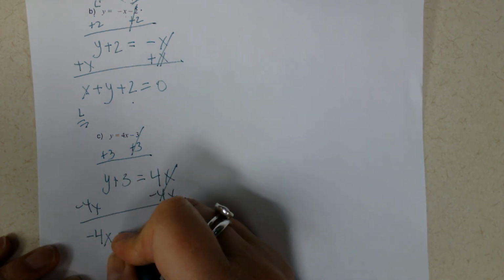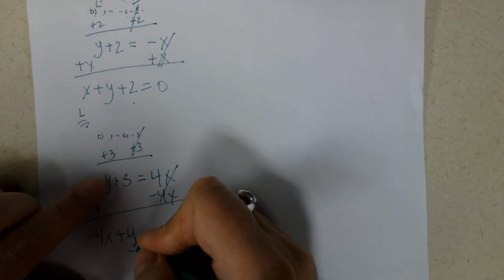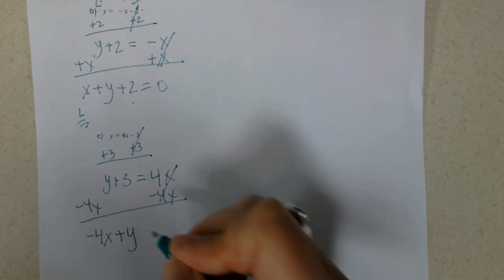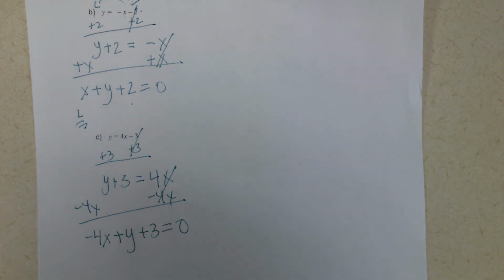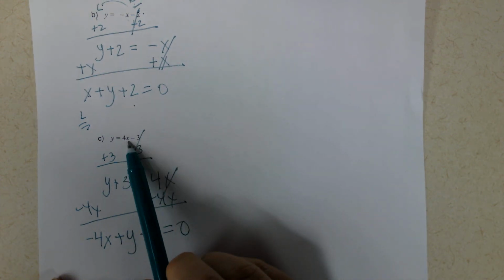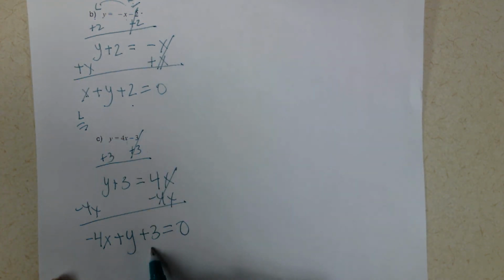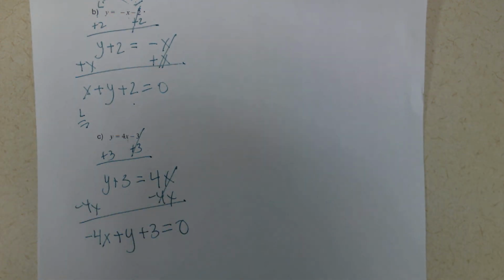-4x, so -4x plus y, because the y is positive. I should have done one with the negative y, sorry about that. Plus 3 equals 0. There you go. So positive 4x on this side, negative 4x on this side, -3 on that side, positive 3 on this side. And now we have standard form.